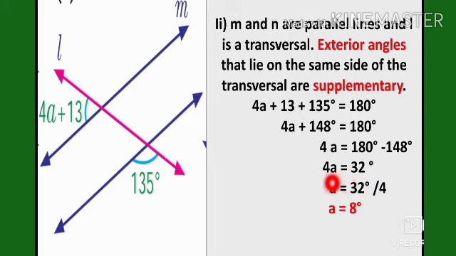So we have to find the value of A, not 4A. So A is equal to, here this 4 becomes 1 by 4 on the right hand side, and 32 degrees divided by 4 gives 8 degrees. So the value of A is nothing but 8 degrees.